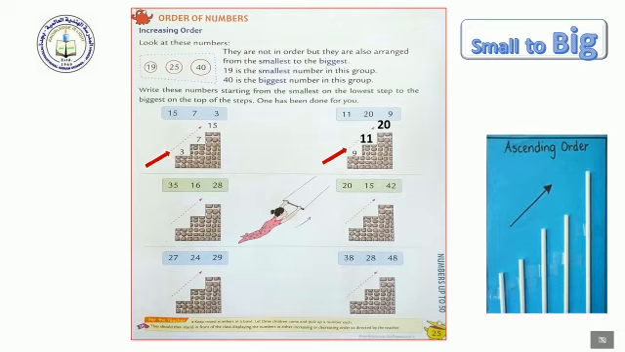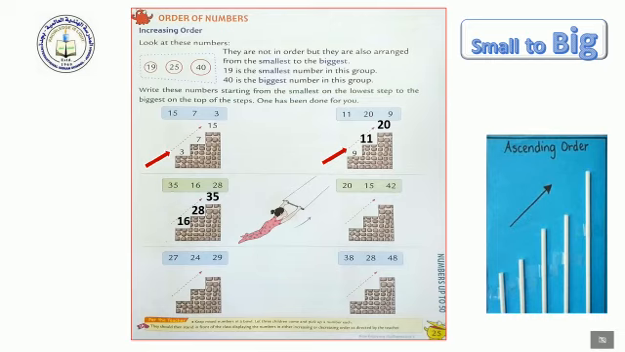Now, can you try the next one, children? Here, the numbers are 35, 16 and 28. Now, let's begin with the smallest number. Which is the smallest number? Yes, 16, which is 1 ten and 6 ones, is the smallest number. So we will write 16, then 28, then next is 35.